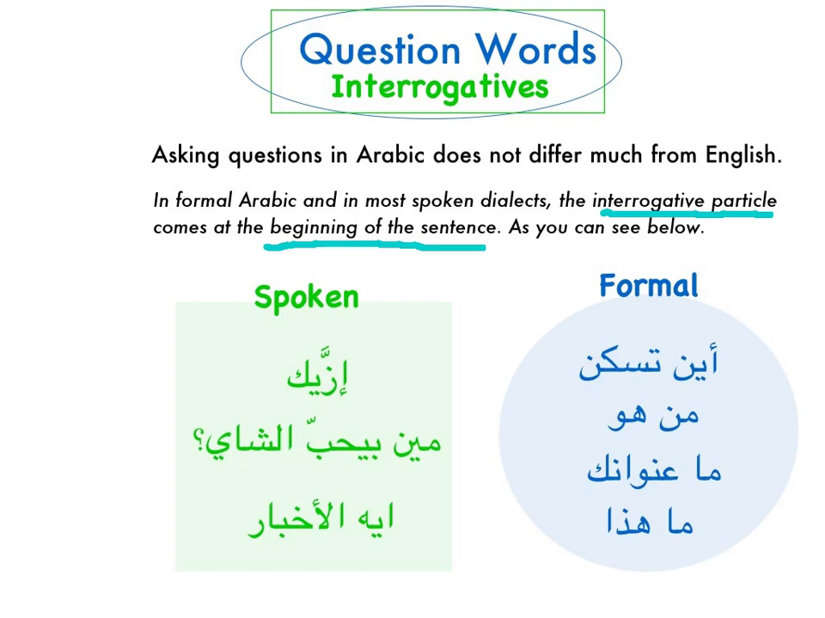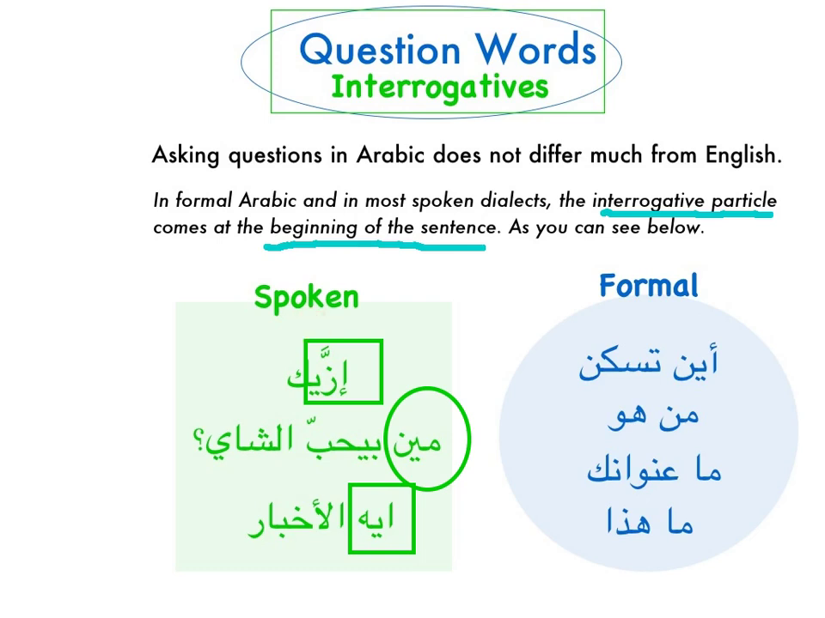Spoken Arabic or عامية has a different set of question words. For example, if I want to ask how are you in Egyptian, I would say ازيك. ازيك. For men, remember, informal. In spoken, I would say مين. مين بيحب الشاي? Who wants tea? For what, for things, I would say إيه. إيه الأخبار? What are the news? Literally, it means what's up.